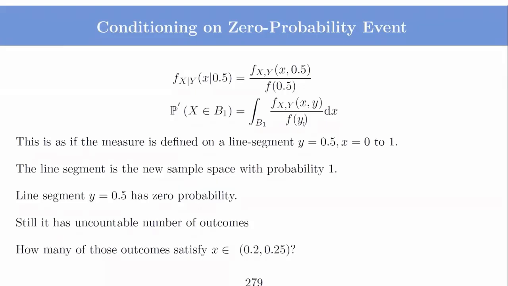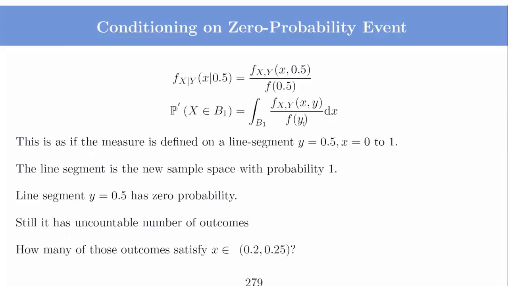And then I ask, if you look at this line, which is y equal to 0.5 and x from 0 to 1, if you only take this line as the sample space, can you redefine your probability measure? So my new sample space is just this line. And I want to ask, can I redefine the probability measure on this? Because this line still represents different outcomes, which depend on the arrival of x. The arrival of y is fixed, but the arrival of x can still change.